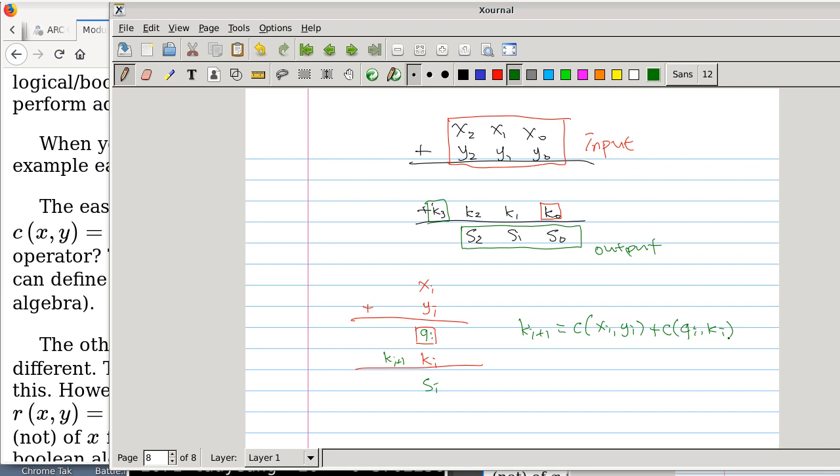But guess what? This is the C pin, or one of the outputs of the first half adder. This is the output of the second half adder. So the output of a full adder, the K, or the carry out of the full adder, is really the sum of the carry of one of the two half adders that are inside the full adder.